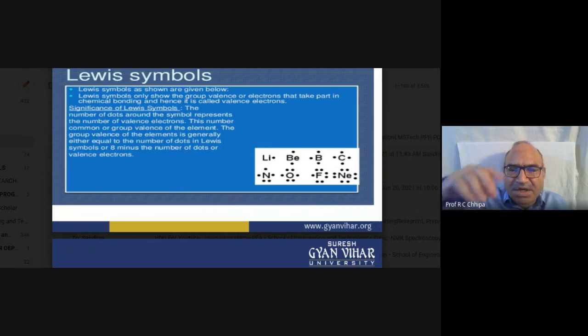overall the octet rule says that anything stable on the planet must have 8 electrons in its outer shell. But how we get the electrons depends on the nature of that particular element. Why? Because we can see the valence electrons in the case of lithium: 1, 2, 3, 4, 5, 6, 7, and the last one, the 8. So neon itself is the stable one, and that is the inert gas.